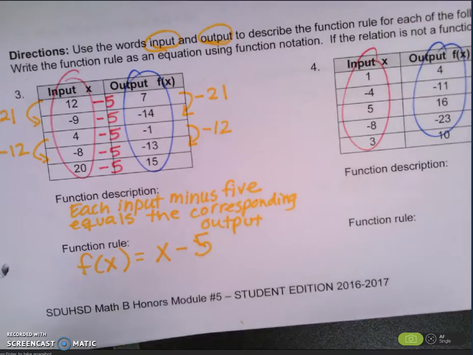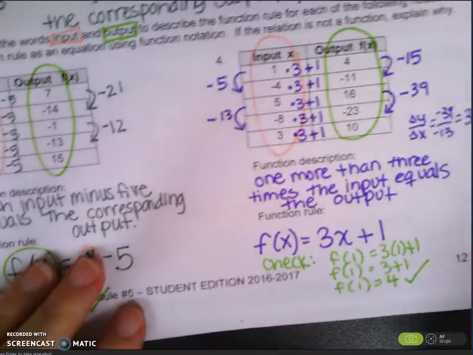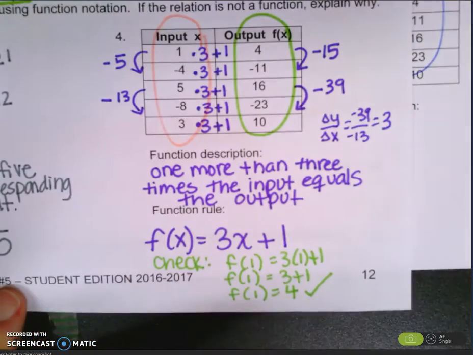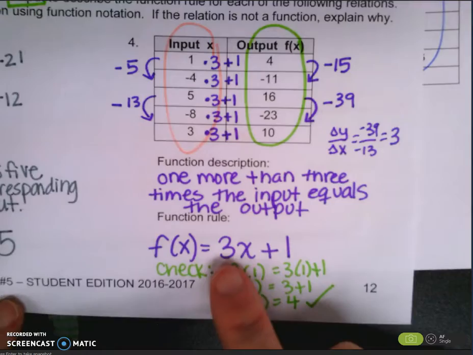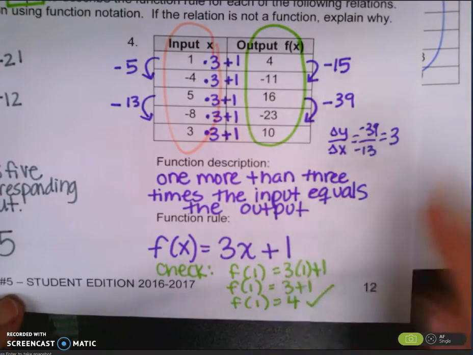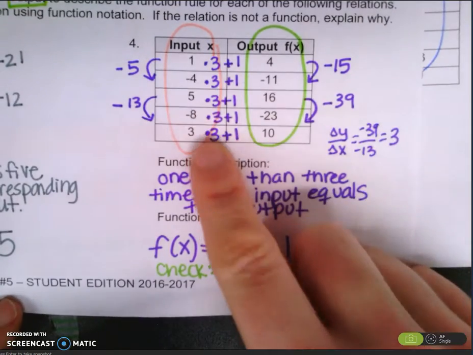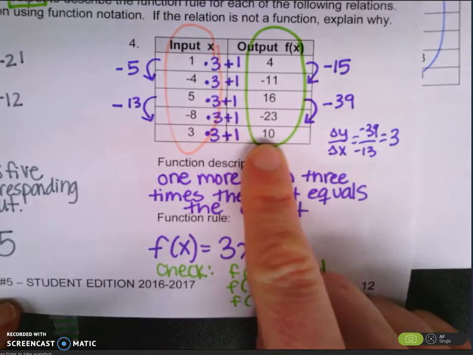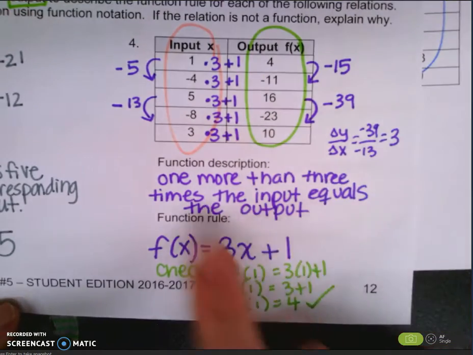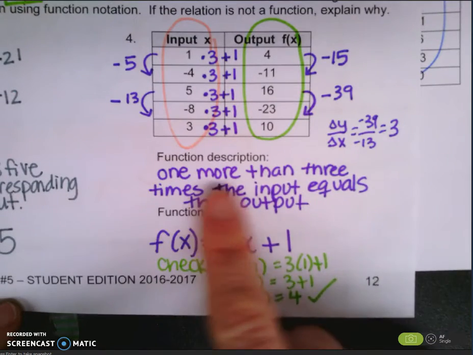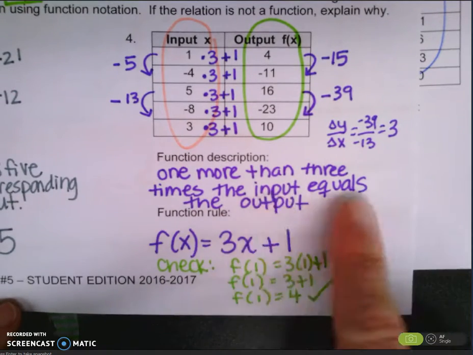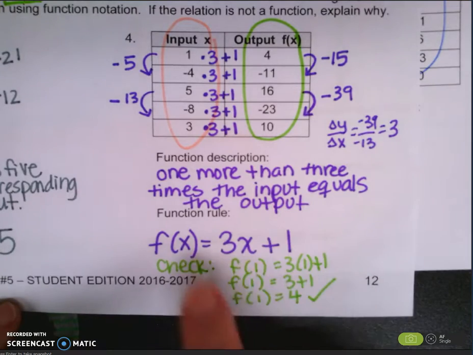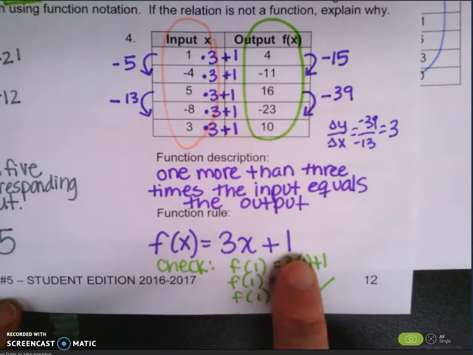Taking a look first at number 4. When I investigated my table, I noticed that my rate of change was 3. And then I said, well, every time after I multiply my input by 3, if I add 1, I get to my corresponding output. So taking a look at that function description, 1 more than 3 times the input equals the output. f of x equals 3x plus 1.